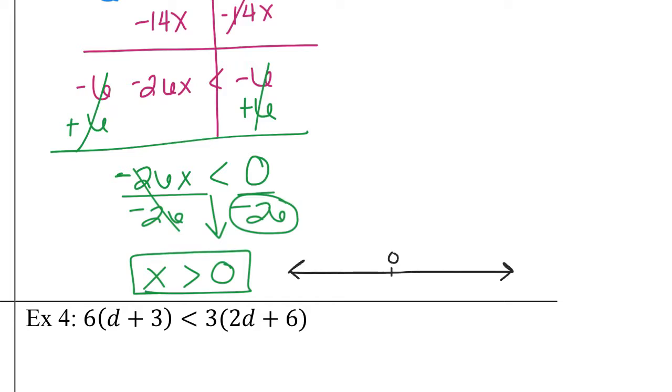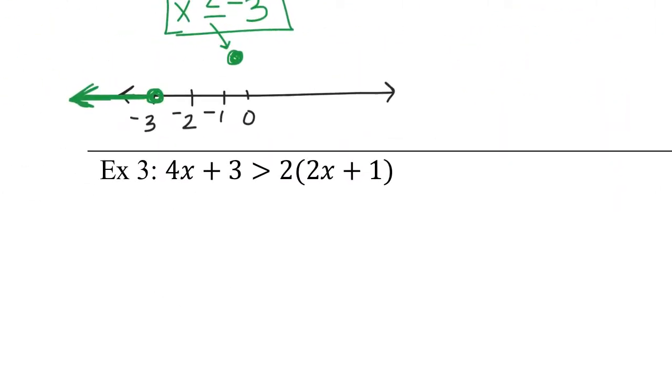So I have 0, which is all I need. Since it is just a greater than, I'm going to use an open circle on 0. And I want all the numbers larger than 0, so I'm going to shade to the right, because that's where I find numbers that are larger than 0.